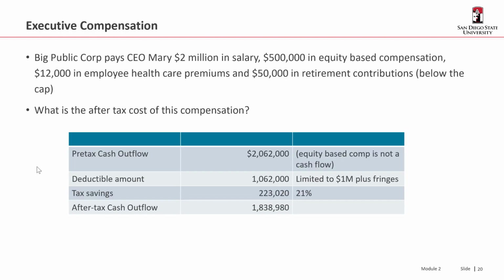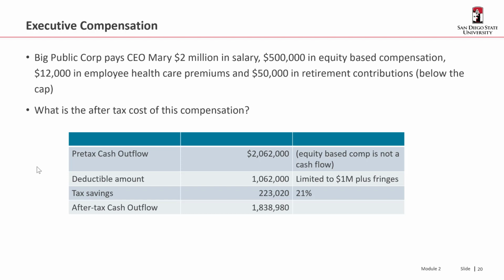So Big Public Corp pays the CEO Mary $2 million, $500,000 in equity-based compensation, $12,000 in employee healthcare premiums, and a $50,000 retirement contribution, and that's well below the cap, no matter what the year is.